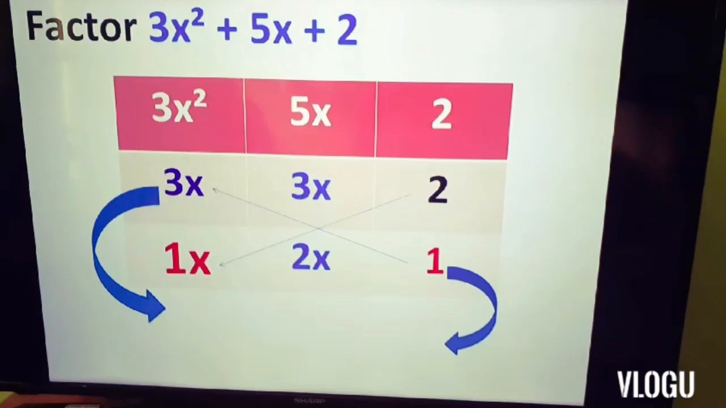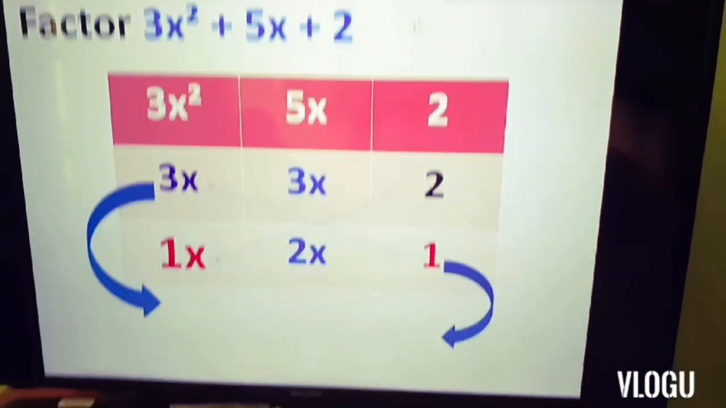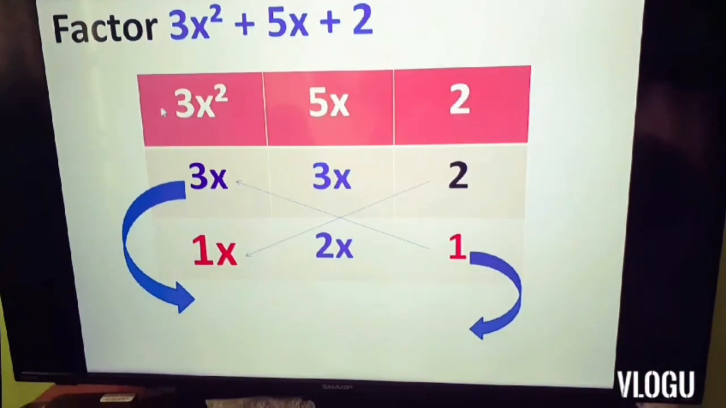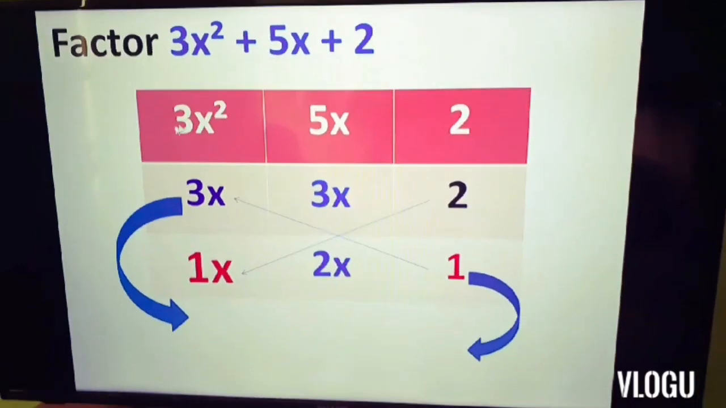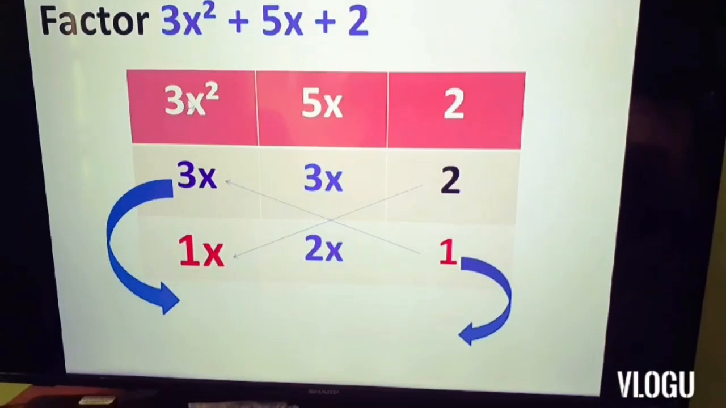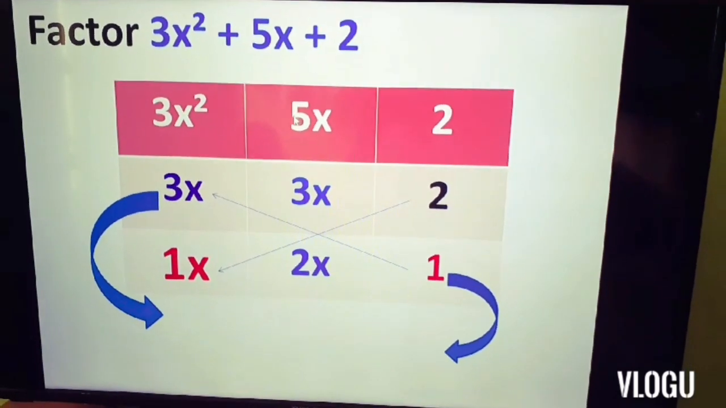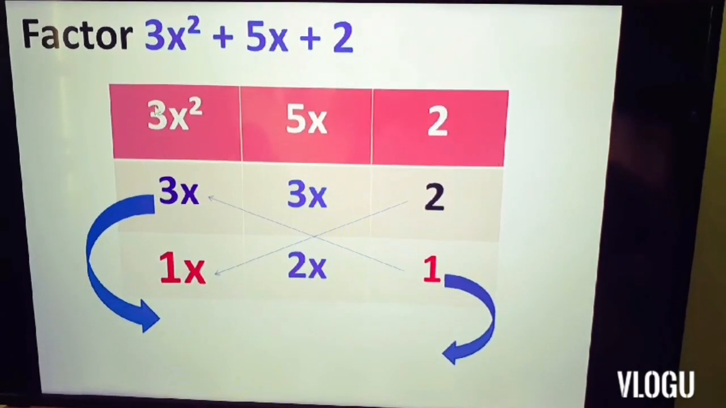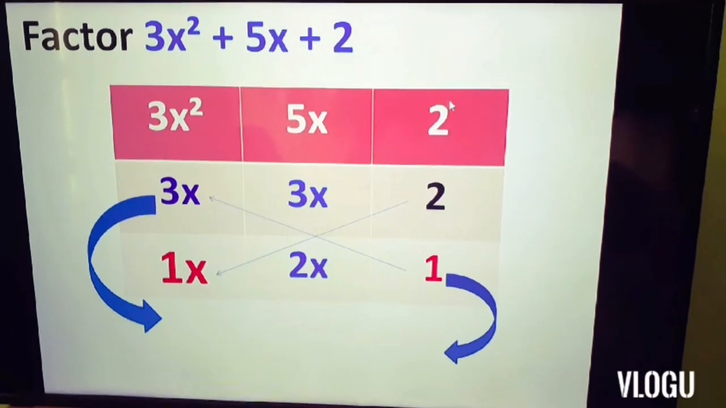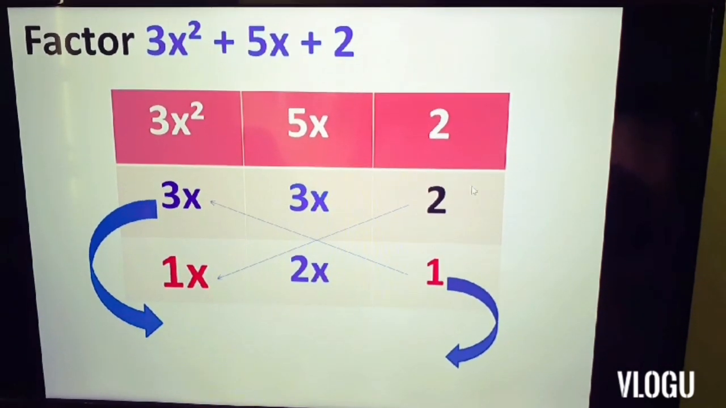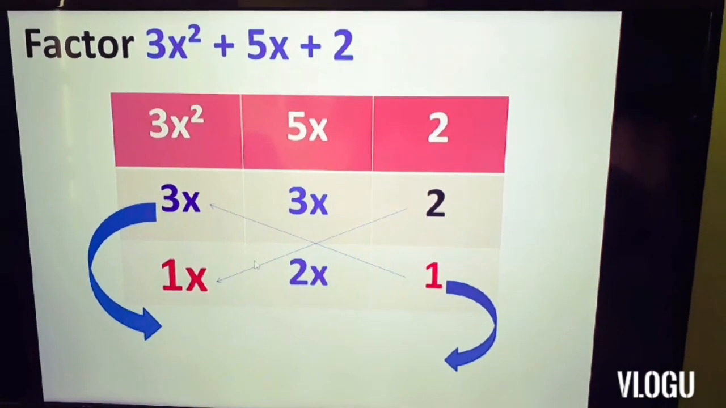Ang tawag ko po dito is box terms. So I have also to find for the original number, original problem, we're going to factor 3x squared plus 5x plus 2. Ang una nating gagawin, we have to write our terms inside the box. That is equal to 3x squared, 5x, and 2. Then, kung ilan po yung ating terms, yun din po yung ating possible number of boxes. So I have a 3 by 3 box.